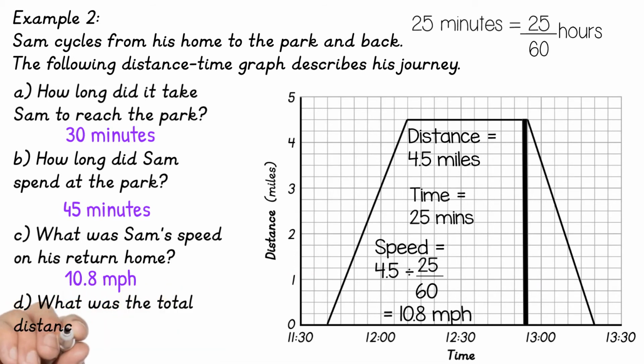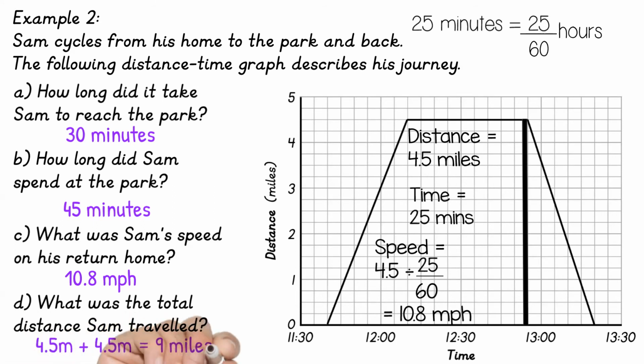D, what was the total distance? That's going to the park and travelling back. Going to the park it was 4.5 miles, returning was also 4.5 miles, so 4.5 add 4.5 gives a total of 9 miles.